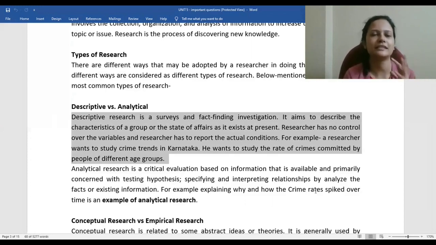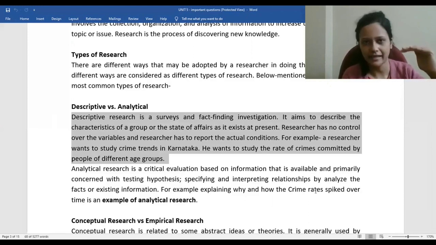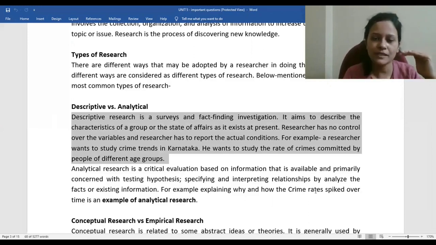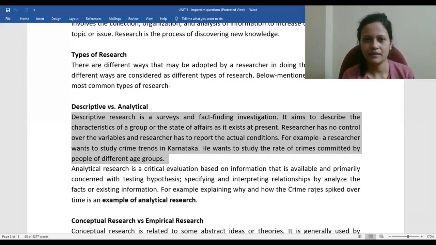Okay, if he is studying what the different age groups are for crimes committed by people in Karnataka, which age group is committing the highest crime? Which age group is committing the lowest crime? That will be nothing but descriptive research. Whatever information or data is available, based on that, he will do the research.